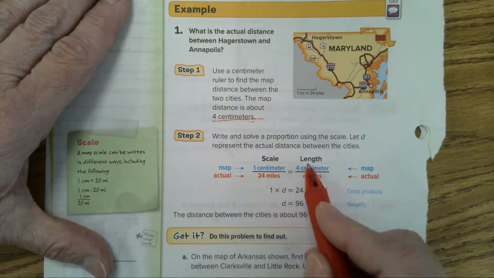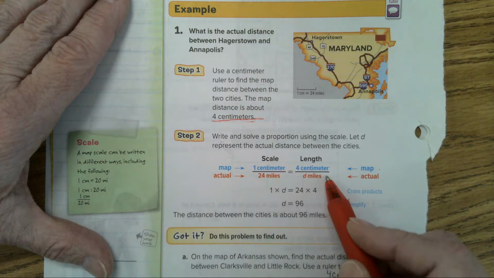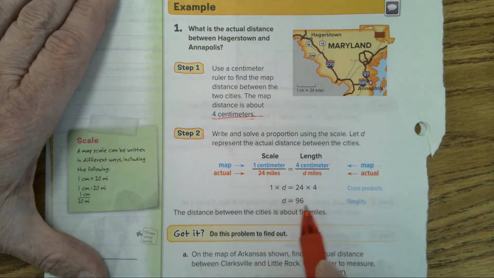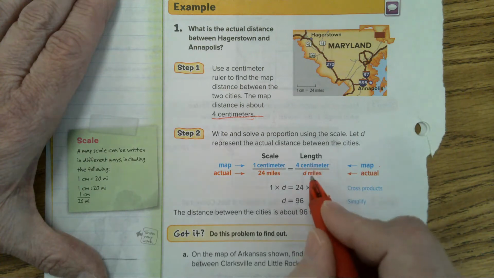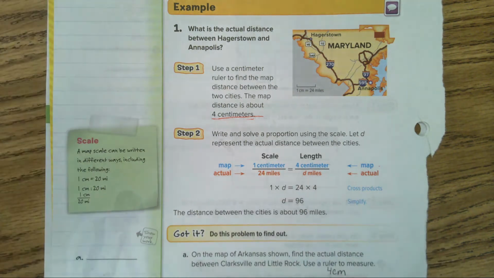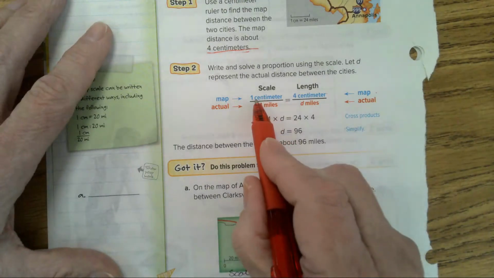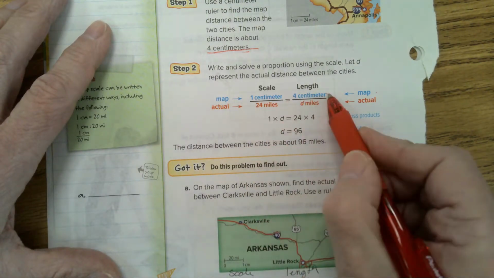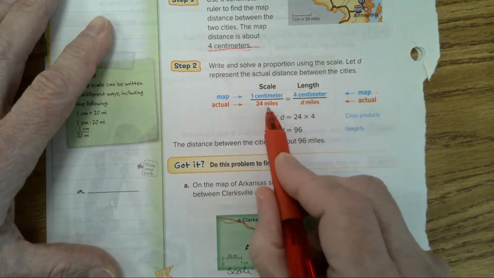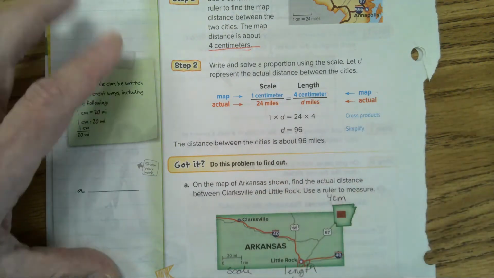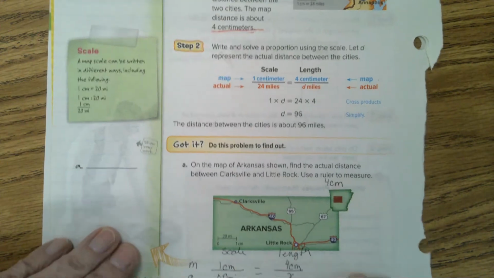Now this is pretty easy. 24 times 4 equals 1 times D. Well, we don't have to divide on this one, do we? 24 times 4 is 96. And D is 96 miles. Any questions on that? Okay, now you'll need to be consistent whenever you have the label of centimeters on top with your numerator, and here we've chosen miles to be your label on the denominator. Okay, that's important.